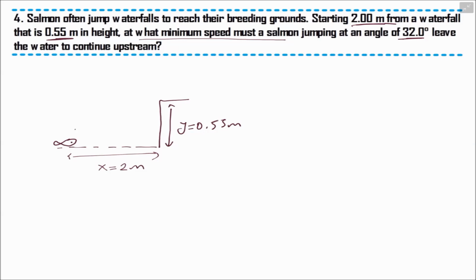So when the fish jumps, when it reaches here, the velocity of the y component must be 0 here. So then v initial is unknown, but the angle is given, 32 degrees, and it's asking what minimum speed. So we have to find v initial, and v initial has x and y components.